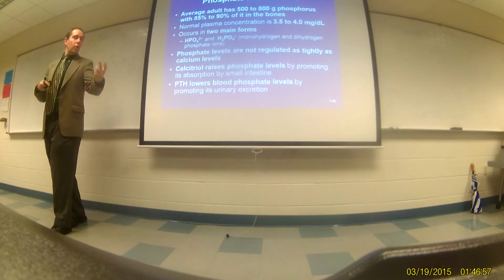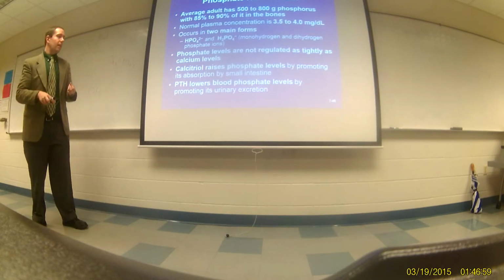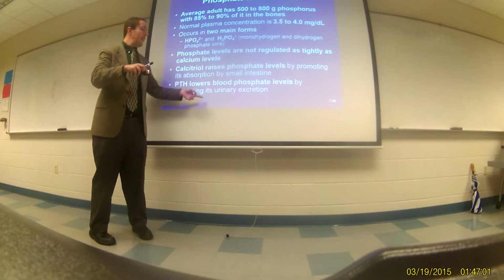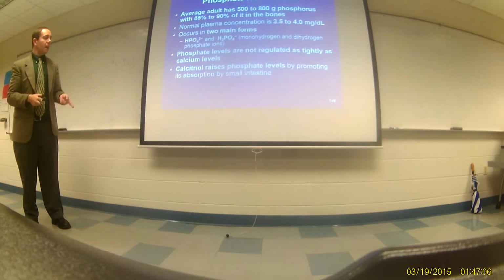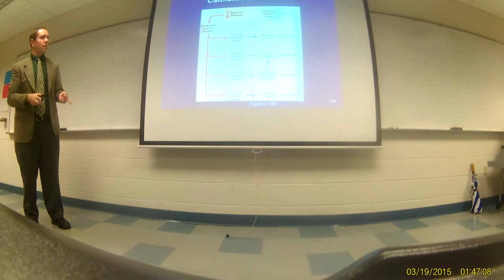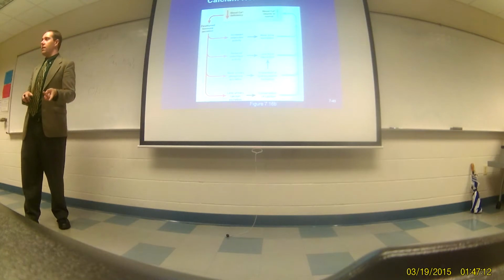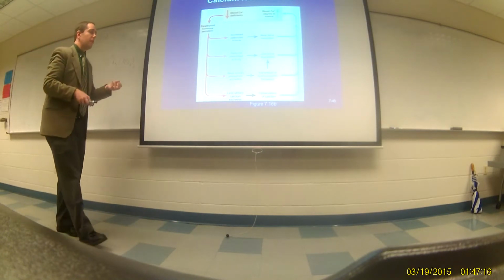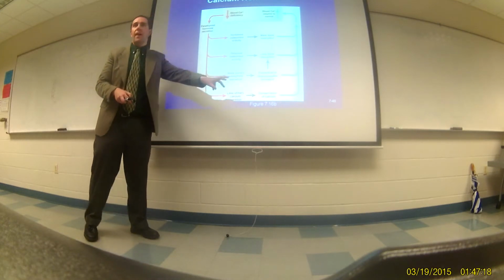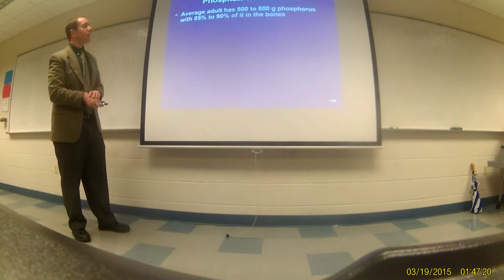Parathyroid hormone is going to lower blood phosphate, and that's because it's going to cause the kidney to secrete it. And so if we go back, parathyroid, what was its role here in the urine? It causes the kidney to get rid of, or keep calcium, but it's going to cause it to get rid of phosphorus. And so it actually has opposite effects on the calcium and phosphorus.